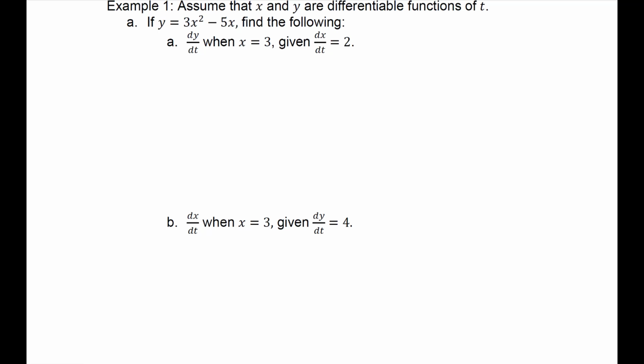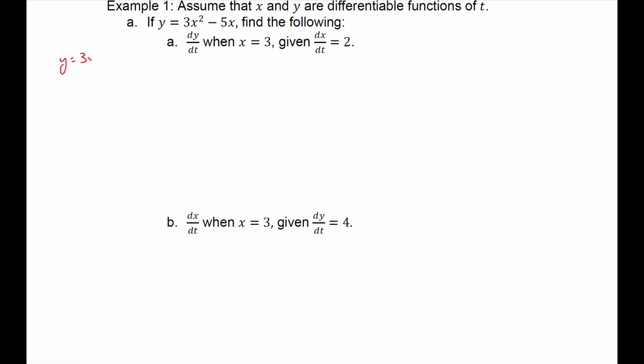Okay, so let's look at this first example of related rates word problem. Assume that x and y are differentiable functions of t. If y equals 3x squared minus 5x, we want to find dy/dt whenever x equals 3, given that dx/dt equals 2.